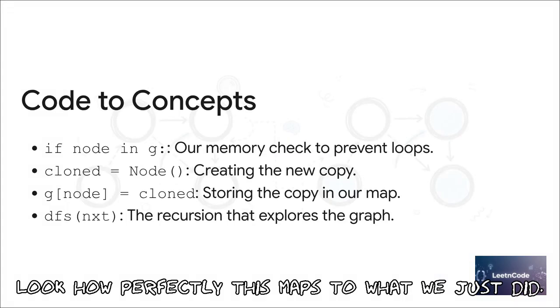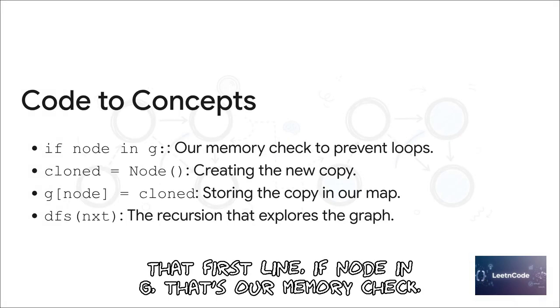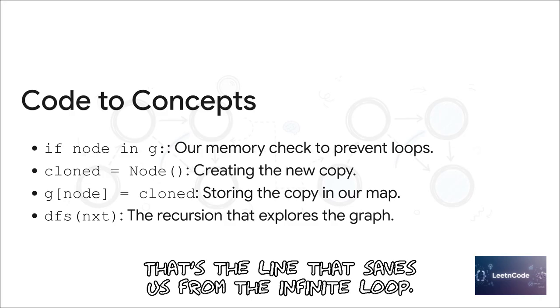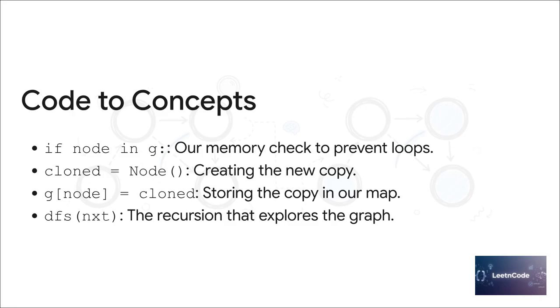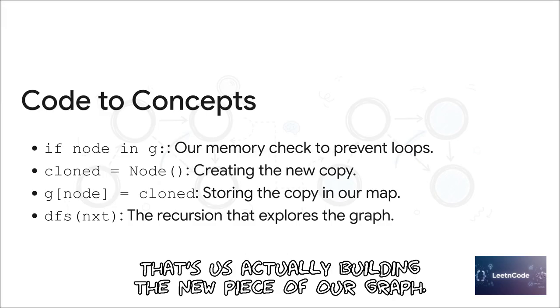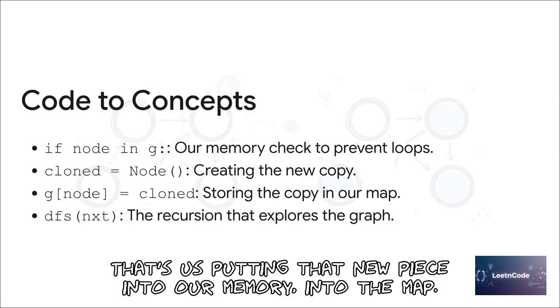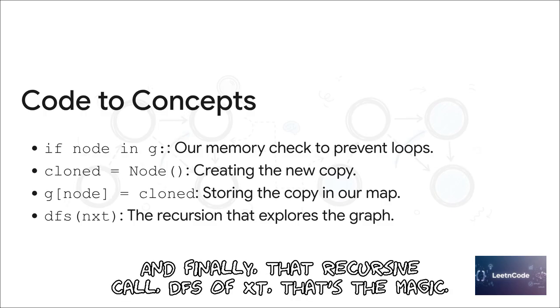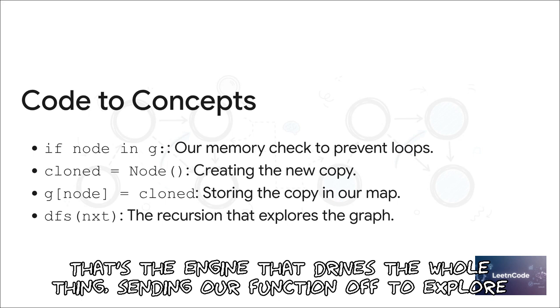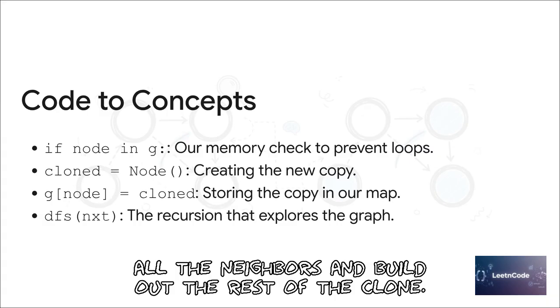Let's break this down line by line. Look how perfectly this maps to what we just did. That first line, if node in G, that's our memory check. That's the line that saves us from the infinite loop. Then cloned equals node.val, that's us actually building the new piece of our graph. G of node equals cloned, that's us putting that new piece into our memory, into the map. And finally, that recursive call, DFS of nxt, that's the magic. That's the engine that drives the whole thing, sending our function off to explore all the neighbors and build out the rest of the clone.